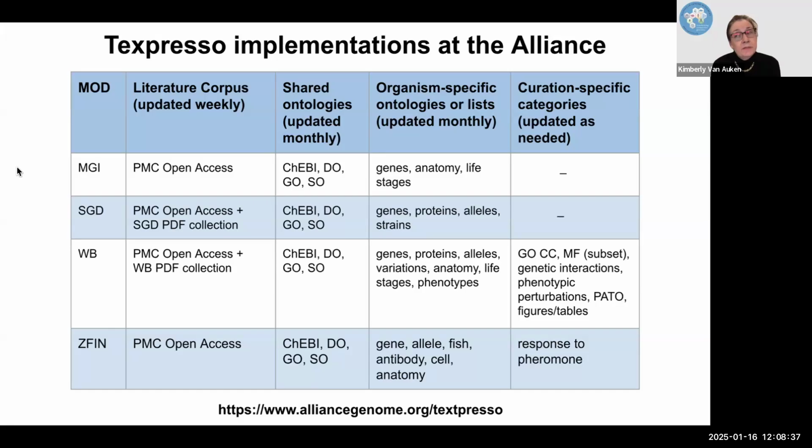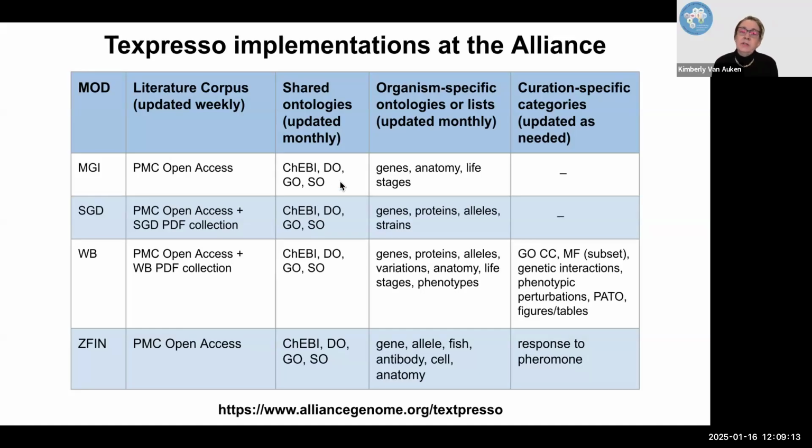There are slight differences in both the current corpus that's available and the kinds of categories or ontologies that are available. All the implementations have access to the text that's available as PubMed Central Open Access. But in addition, both SGD and WormBase have included their entire PDF collection of references that they've included in the SGD and WormBase bibliographies, respectively.